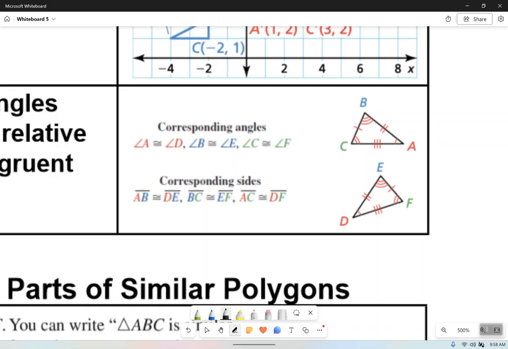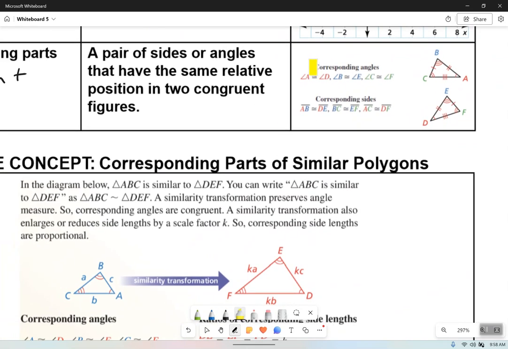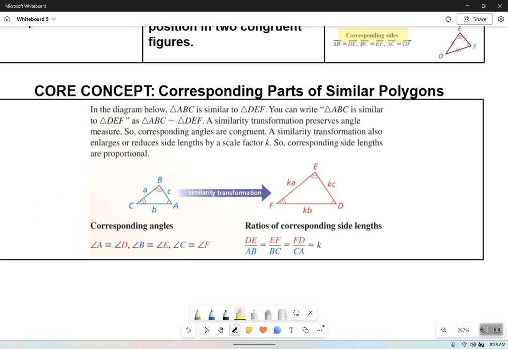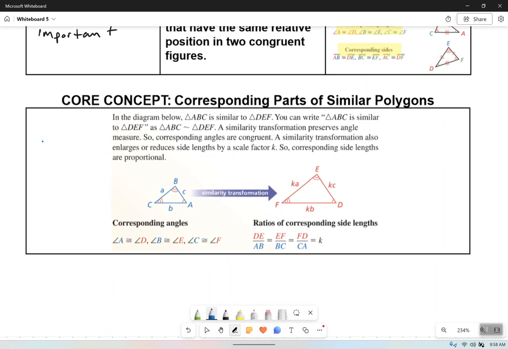Okay. Guys, when we talk about corresponding parts, there's 2 parts that we have to consider. We have to consider corresponding, here it is, corresponding what? And what else? Corresponding sides, okay? Now, big core concept and parts of similar polygons. Okay, I'm going to put a little star in here. Means it's important. I'm going to read this real quickly. You try to follow along as I'm reading this, okay? Core concept involves corresponding parts of similar polygons. We just said there's corresponding angles and corresponding sides.